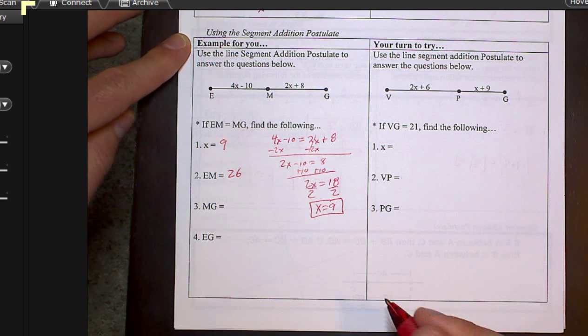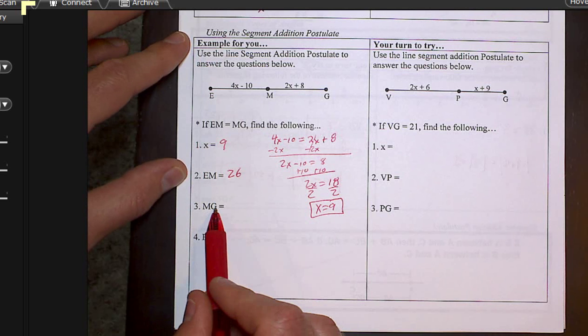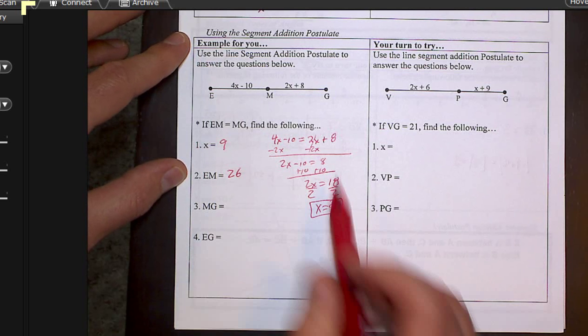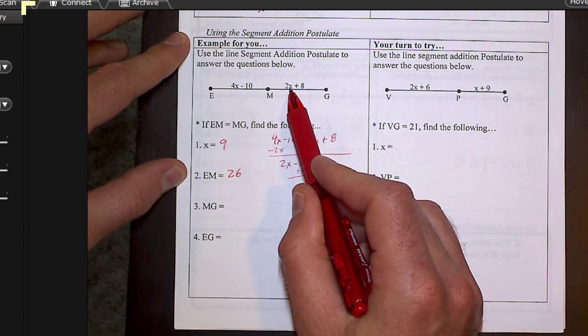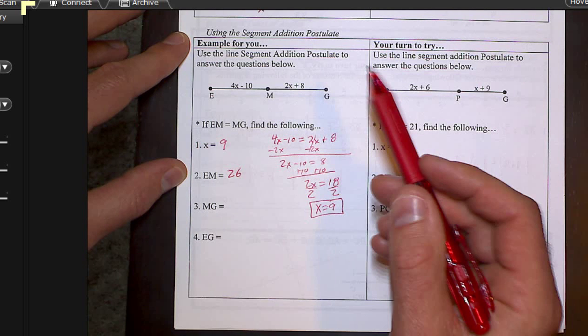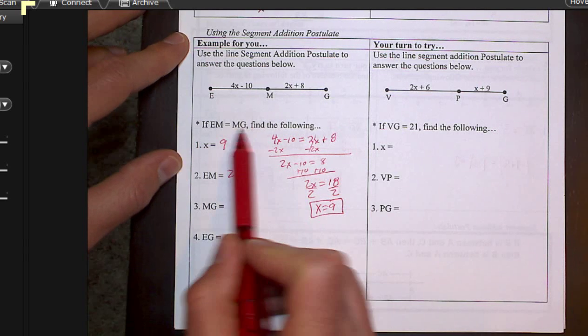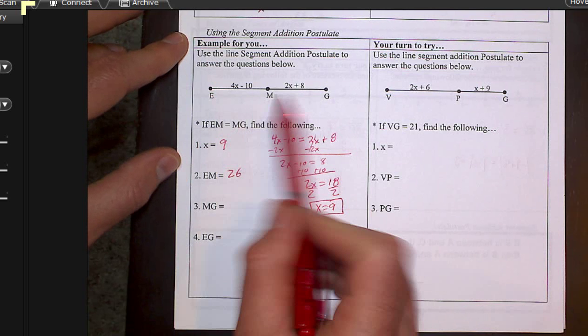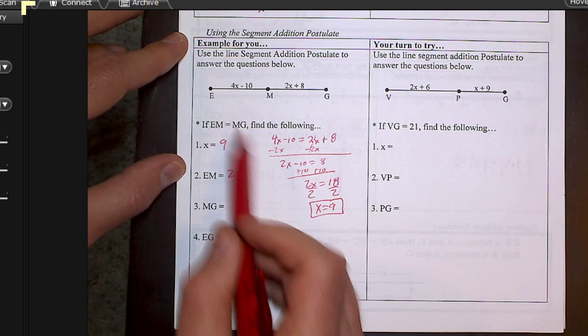Number 3 says MG. Now, you can do this one of 2 ways. Some students are going to plug 9 back in for this x and get 2 times 9, which is 18, and 18 plus 8 is 26. Or, if you understand the concept and the directions, which say that EM is equal to MG, if EM is 26, then MG has to be 26 because of what the directions told us right here.